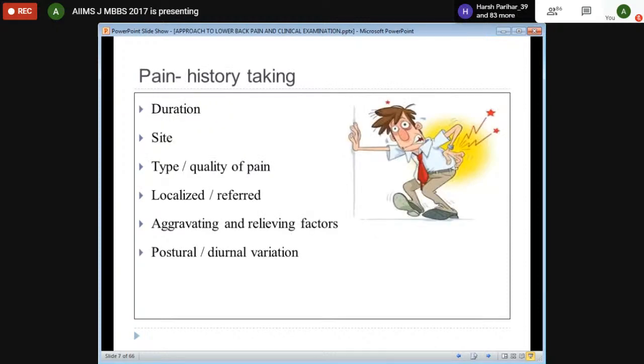In the case of pain, there is a special history taking, because there are various types of pain. So we need to assess the pain in a very descriptive manner: duration of the pain, the exact site of the pain, type and quality of the pain, whether the pain is localized or referred, aggravating factors, relieving factors, and postural or diurnal variations.